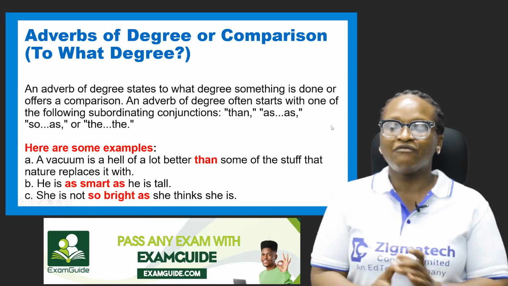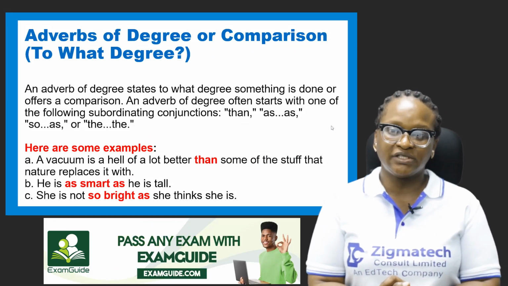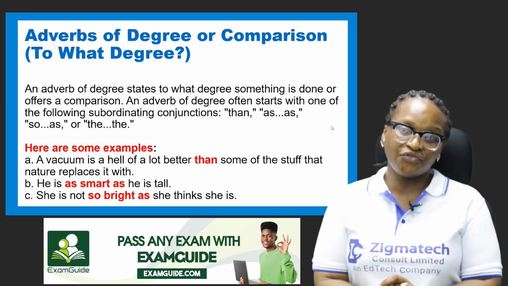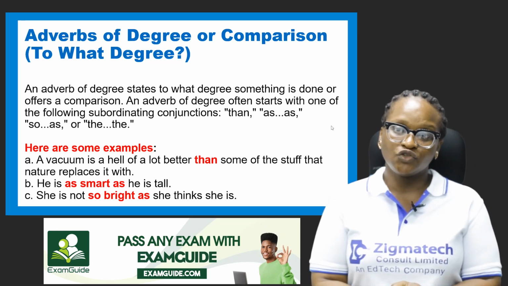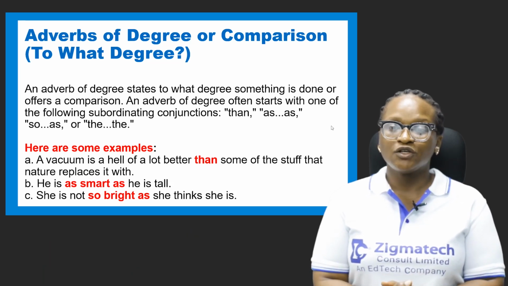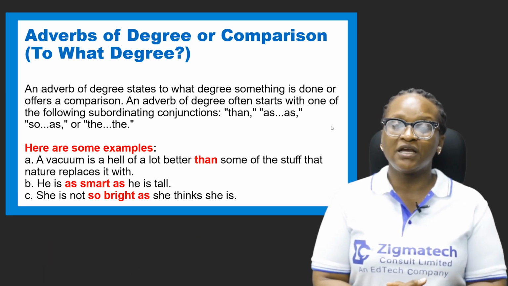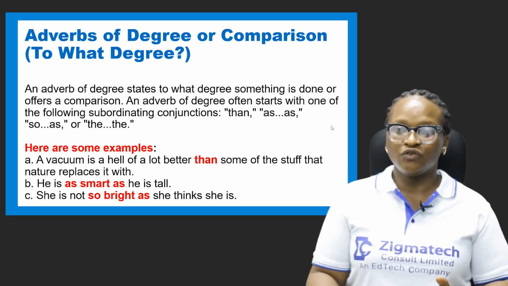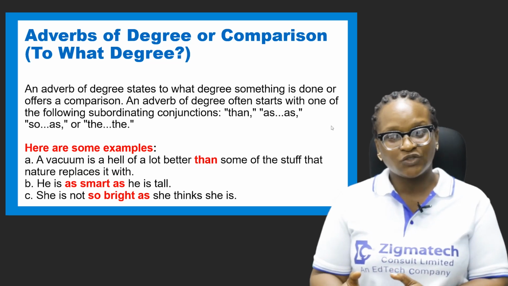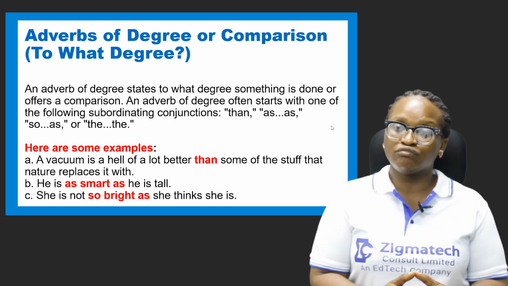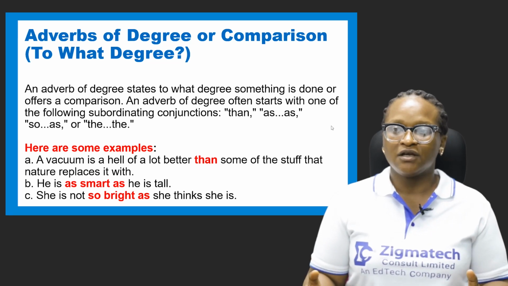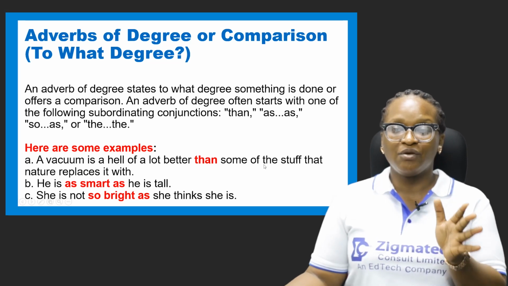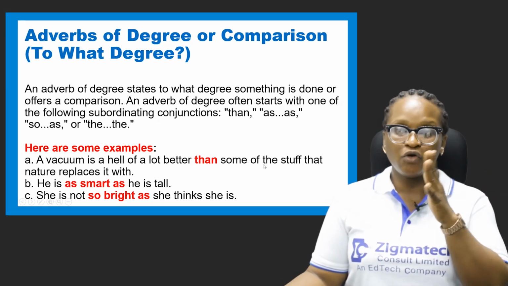All right, so we have adverbs of degree or comparison. Adverbs of degree or comparison. It says, to what degree has that thing been done? To a certain degree. All right, so sometimes you're writing an essay and you're asked to what extent. That's the degree. To what degree? You give a response: to a large extent, to a certain extent, not to a great extent, depending on how you perceive it. So that's when you're talking about adverb of degree, we are talking about adverb of comparison.